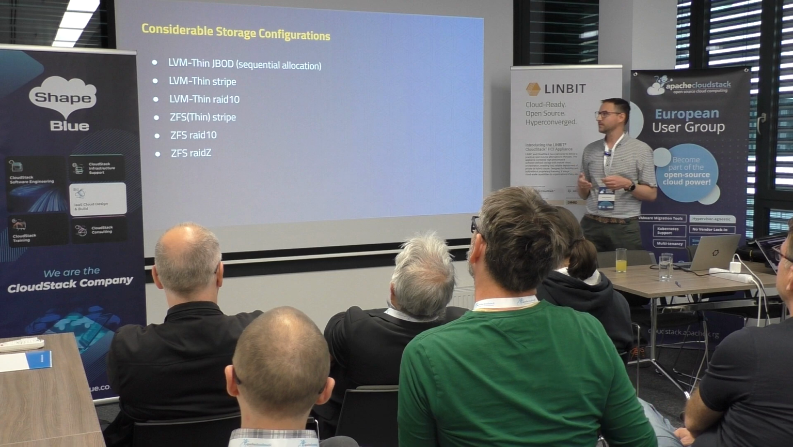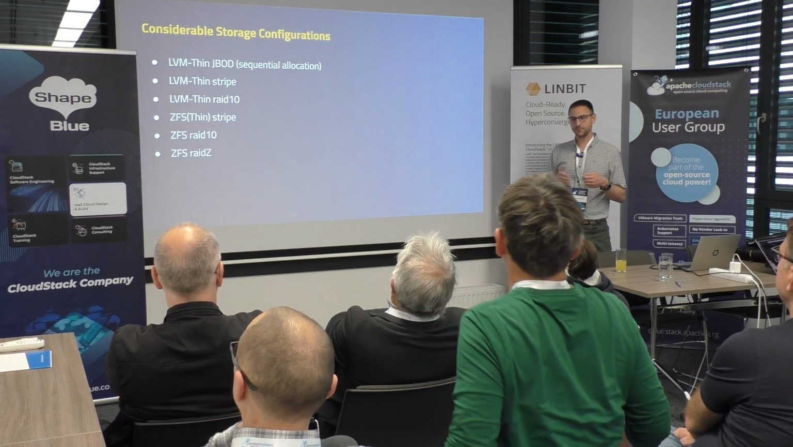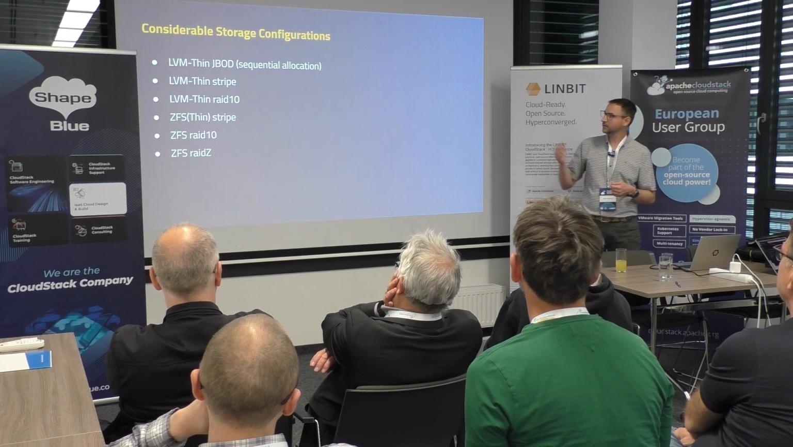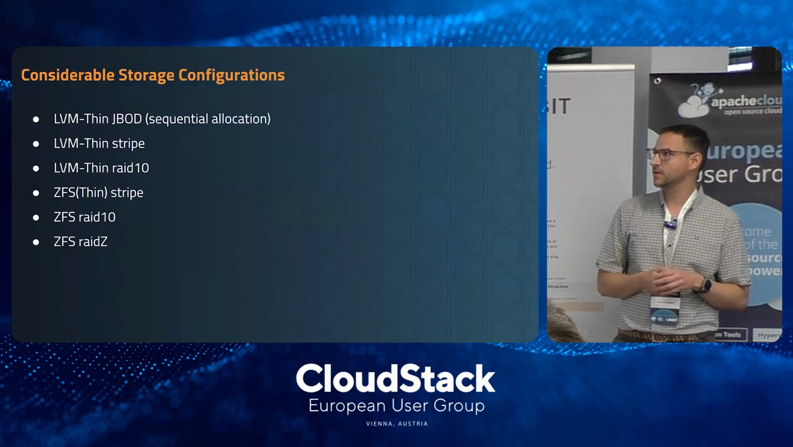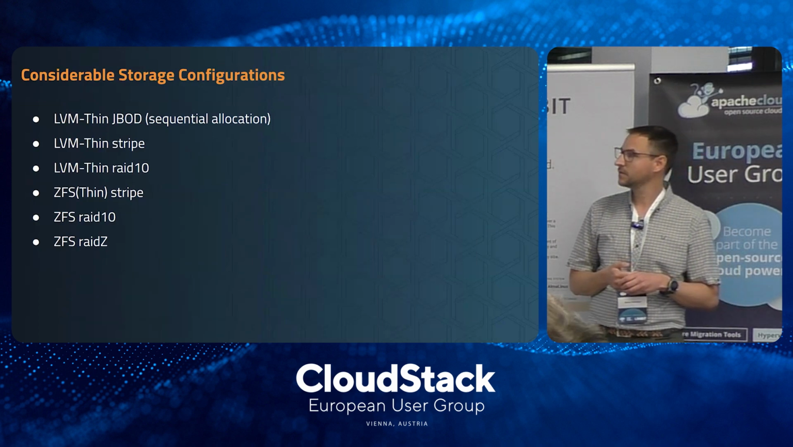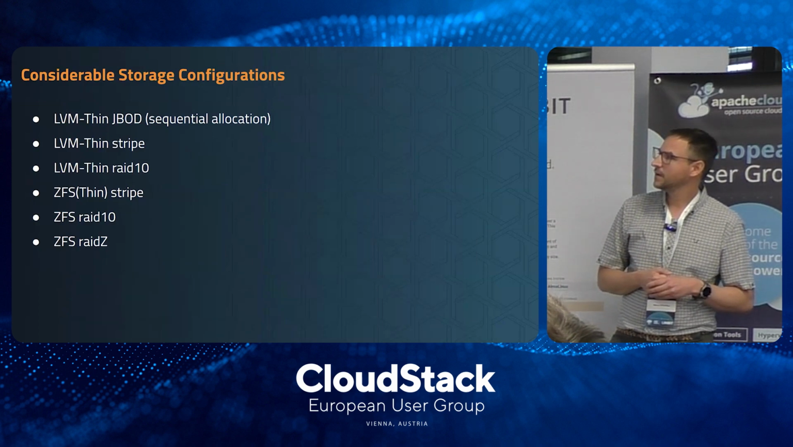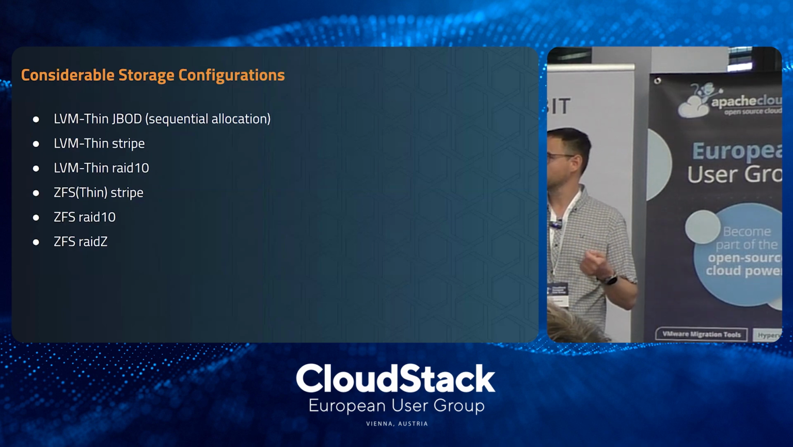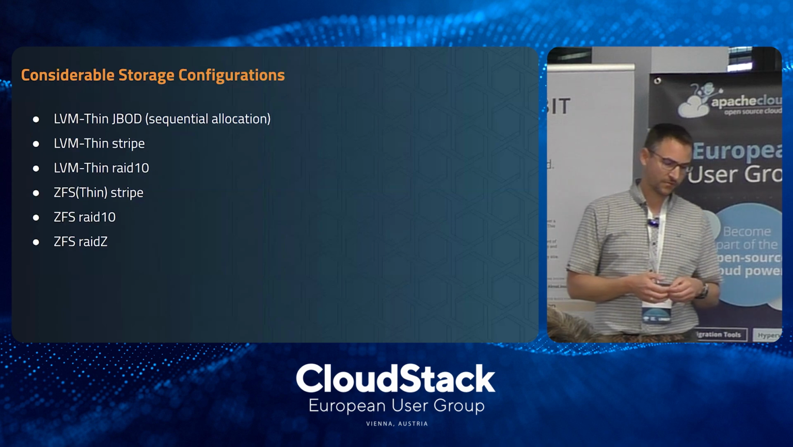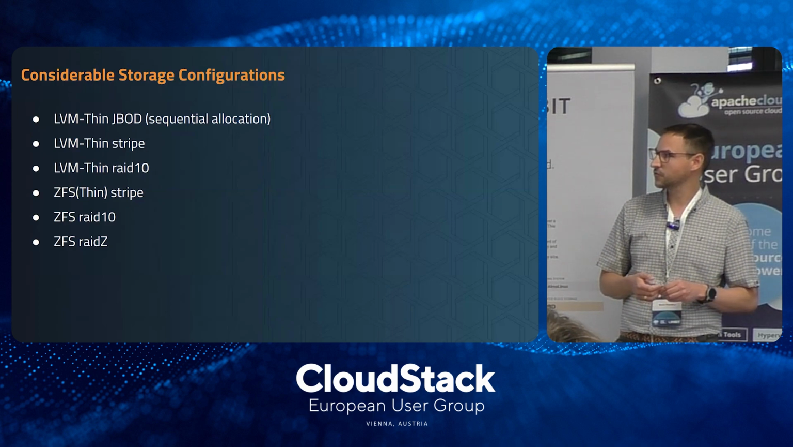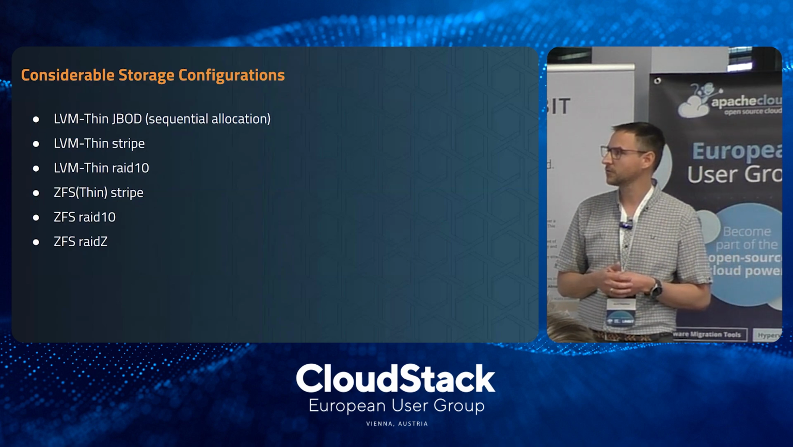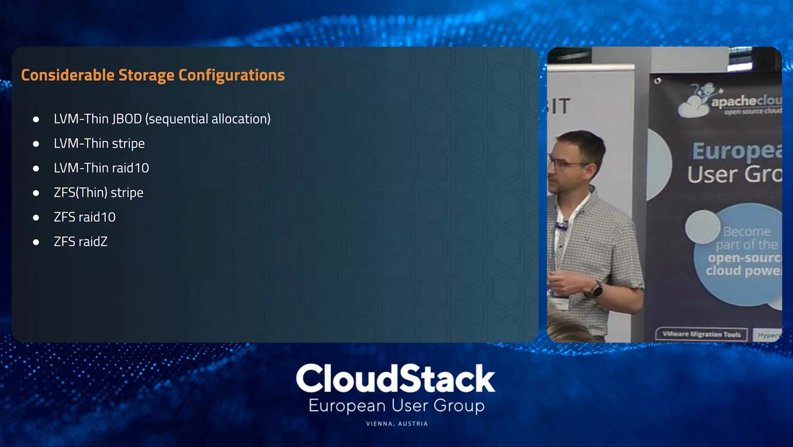Then you have LVM-Thin and striped, so you can stripe either over all your drives or just groups of them. Then you could use LVM-Thin as a RAID 1 or RAID 10. The other thing is you could use ZFS, thin or thick, because ZFS supports snapshots on both, as stripe. Or you can't really use one big pool because it's automatically striping as soon as you create it. Then you have the same RAID options.